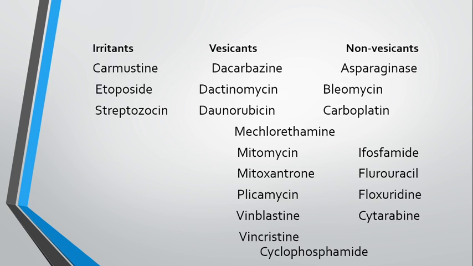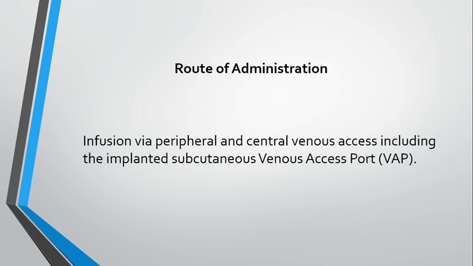Here are some names of anti-cancer drugs which belong to the groups of irritants, vesicants, and non-vesicants. In pharmacology, you'll be learning about these anti-cancer drugs or cytotoxic drugs in detail, so we are not going to discuss them in detail here. We will see how they are administered, the route of administration. They are administered as an infusion in the veins. So it's a venous infusion.